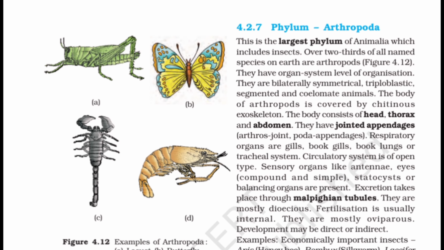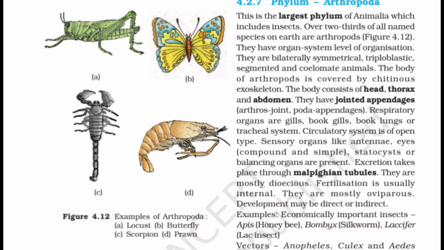The next phylum is Arthropoda. This is the largest phylum of Animalia, which includes insects. Over two-thirds of all named species on earth are arthropods, as in the figure 4.12, which is the example of arthropod. The first one is locust, second one is the butterfly, third C represents scorpion, and D is the prawn.